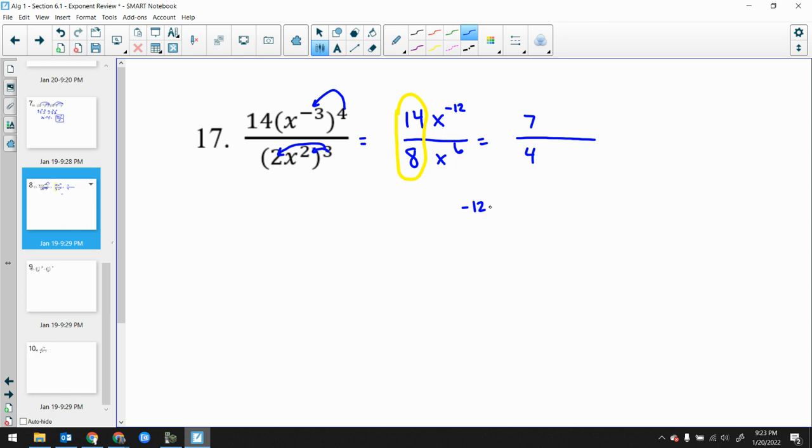Now remember, negative 12 minus 6 is negative 18. So that's going to give me x to the negative 18th on top. Okay, negative exponent, not happy. Shift it to the denominator. 7 over 4x to the 18th. That is my final answer. Okay.